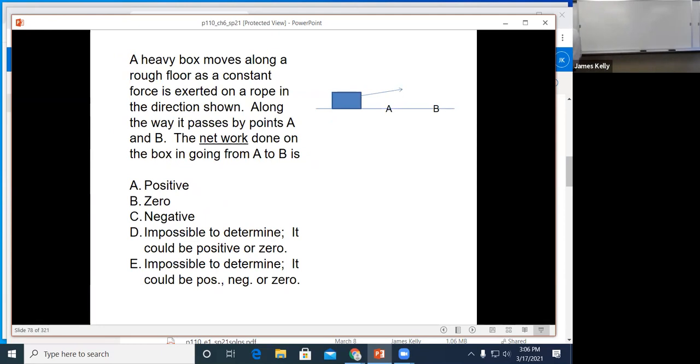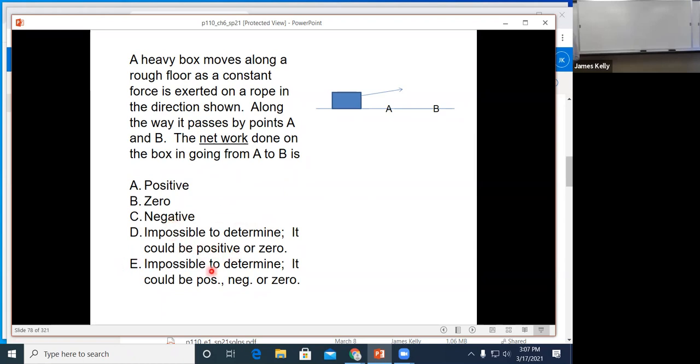Okay, a little voting question having to do with net work. Here's a heavy box on a rough surface, so there's friction. And we're going to pull with a constant force along some angle, more or less along the direction from A to B. All we're told is that, as time goes on, the box first passes A and then later passes B, and we want to find the net work done on the box in going from A to B. That's our initial and final. What do we know about the sign of it? Is it positive, negative, or zero?